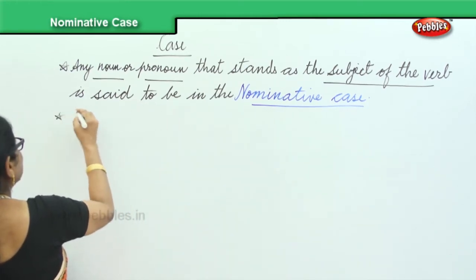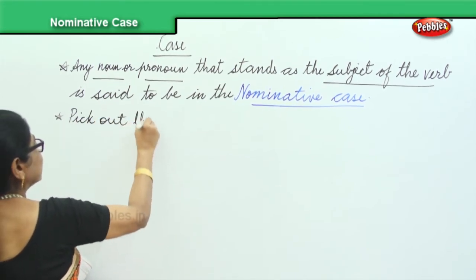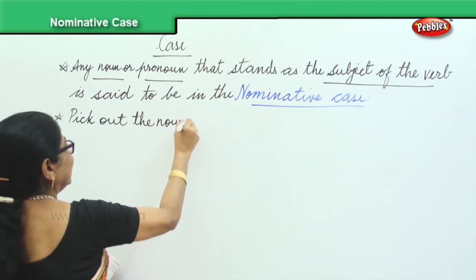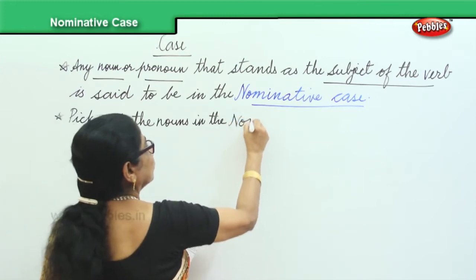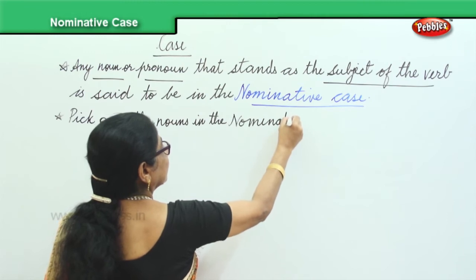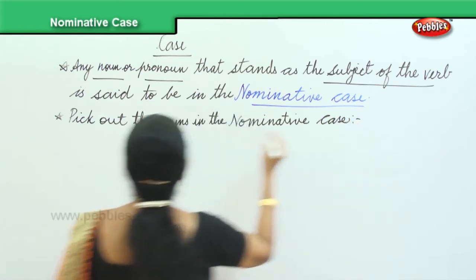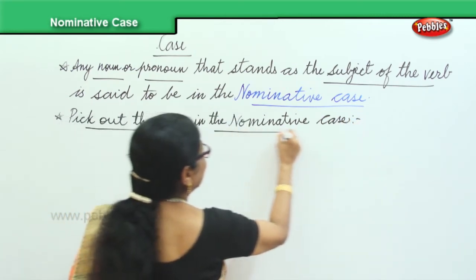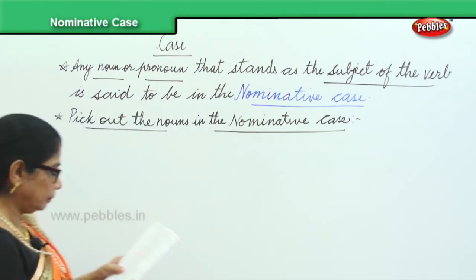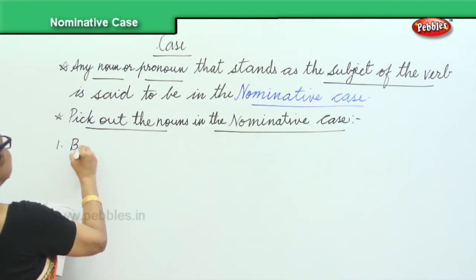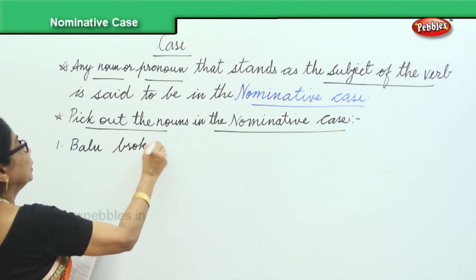So what we are going to do is pick out the nouns in the nominative case. That's what we are going to do. Okay? First one, Balu broke the slate.